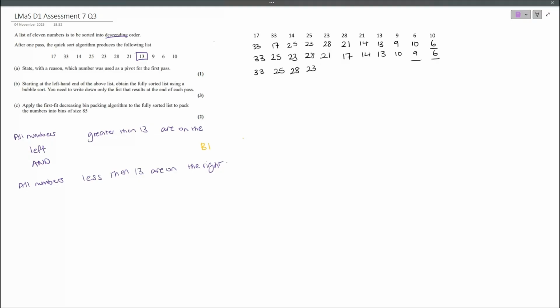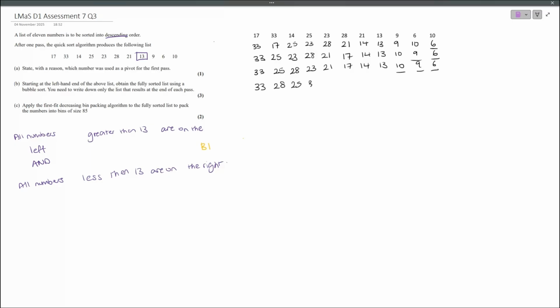And 23 is greater than 21, so it stays to the left. 21 is greater than 17, 17 is greater than 14, and so on. There are no more swaps in this pass. And now 10 is in the final position. We're going to carry on. 33 doesn't change. 28 and 25 are going to change around though.